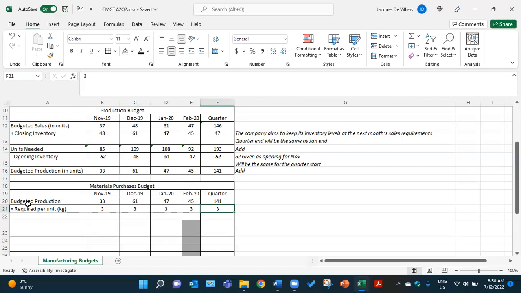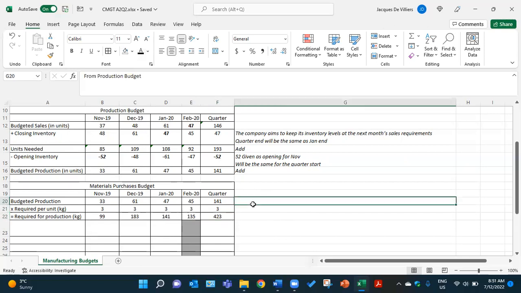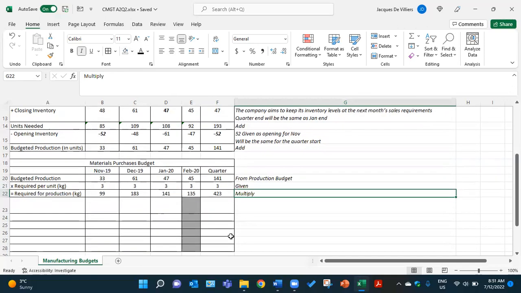So if I have my number of units and I know how much leather I'm going to use per unit, I know exactly how much leather I need for production during the month. Okay. So I put it in for November. I include February. You're going to see I'm going to need that 135 now. And then we add it for the quarter. Let's just have a look here at where we got the information. This we got from the production budget. This was given, and we simply multiply it to get to the answer.